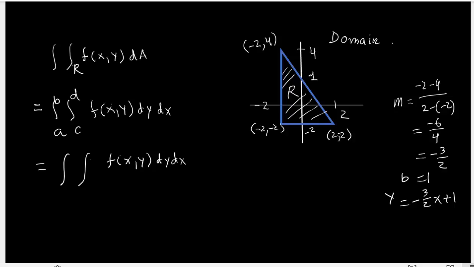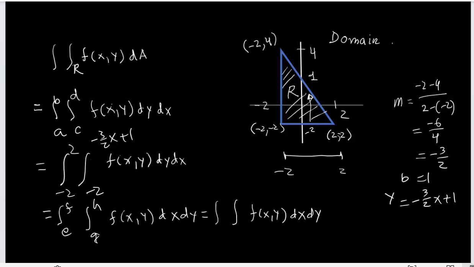Now, if you go back to the integral, the limits a to b are for x, so those should be constants. So look here: this is the x limit that goes from -2 to +2. So you can write here -2 to +2. Now what happens to y? Y goes in this direction. So it starts at -2 and then goes to the line. That line has the equation -3/2 x plus 1. So we are done with this part.